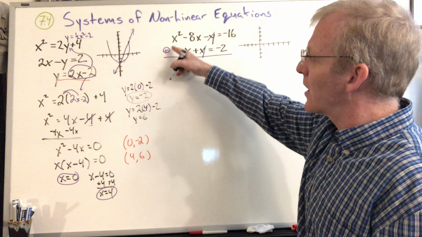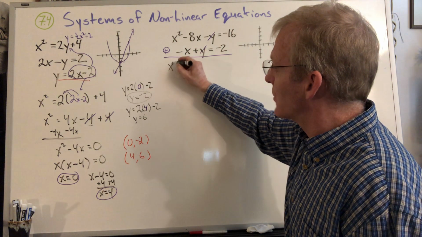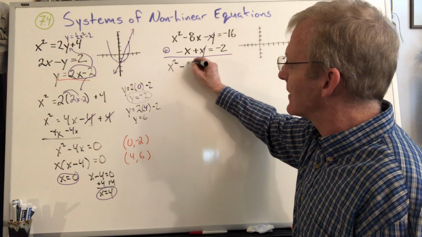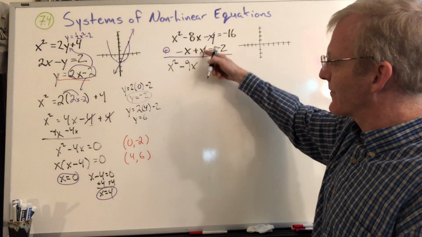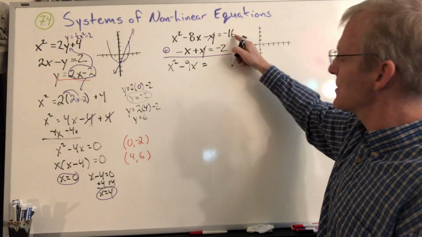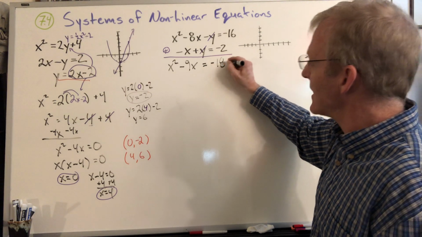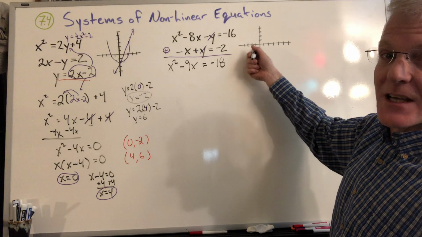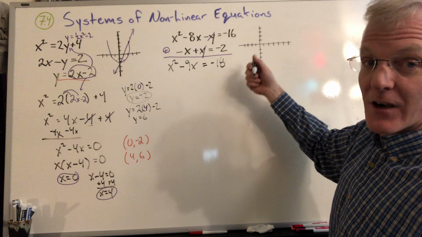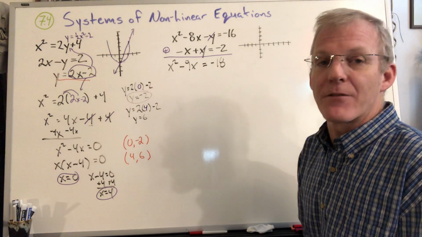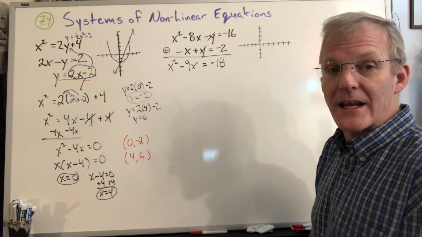So now x squared plus no x squared would be x squared. Negative 8x plus negative x would be negative 9x, equals negative 16 plus negative 2, which would be negative 18. Now again, it'd be nice to graph it. We're going to do that afterwards to see if our answer looks appropriate. So we've got this. Notice we no longer have the y variable in there. We've only got x's.